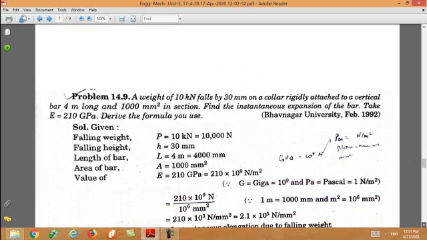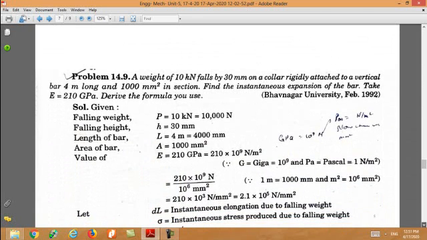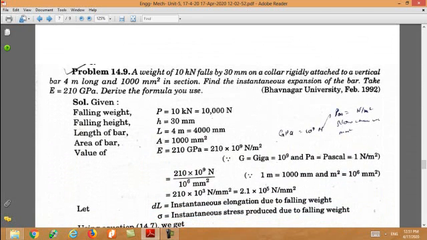Now come to the next problem. A weight of 10 kilonewton falls 30 millimeters on a collar rigidly attached to a vertical bar 4 meter long and 1000 millimeters square in section. Find the instantaneous extension of the bar. Take E equal to 210 gigapascal. Derive the formula used. The formula we have already derived, so there is no need for derivation here.